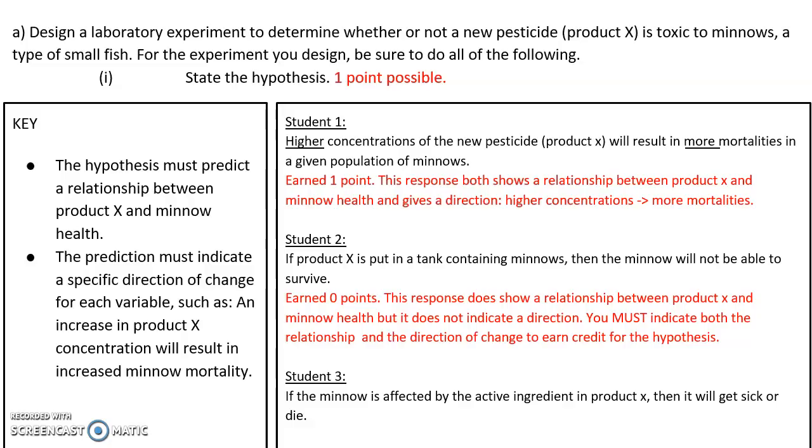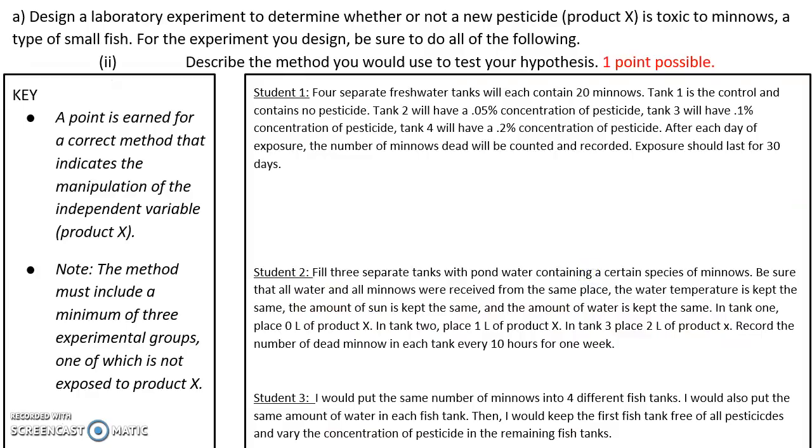So when you do the hypothesis section, it's going to be best if you indicate not only that you have a relationship, but the direction in which it would go. So they didn't earn any points. And then student 3 is the same thing. They didn't earn any points for the same reason as student 2. So the only person who gets the ding, ding, ding, the gold star, the earned point, is student 1. All right, looking at A2, the method to test the hypothesis.